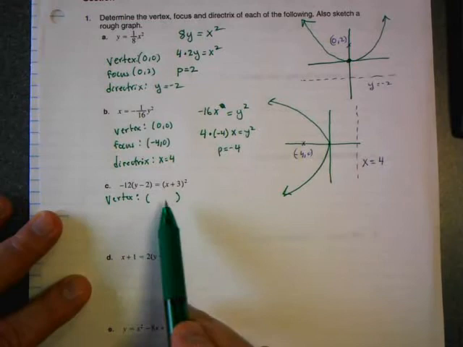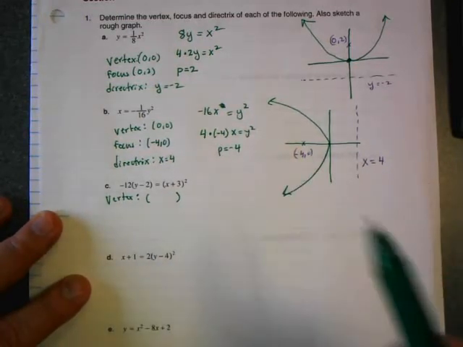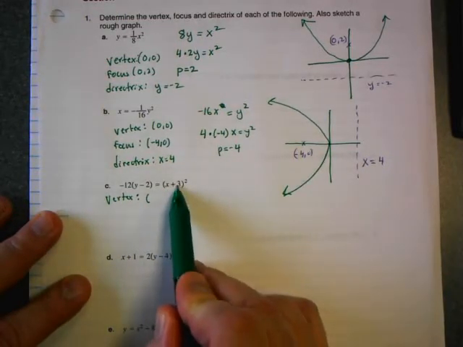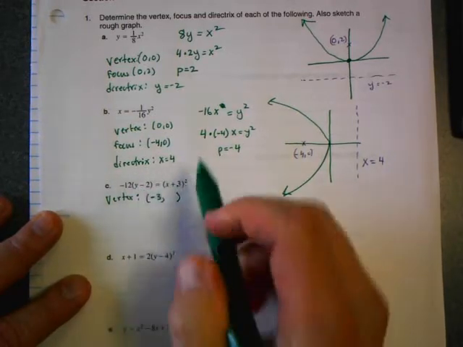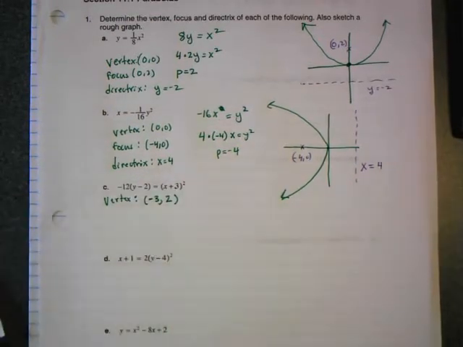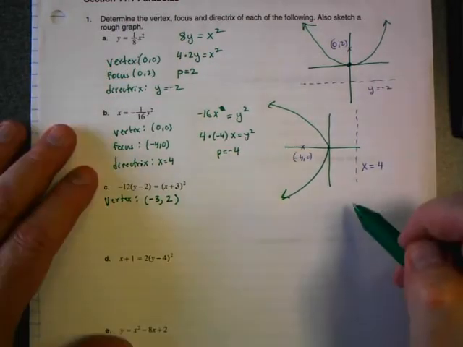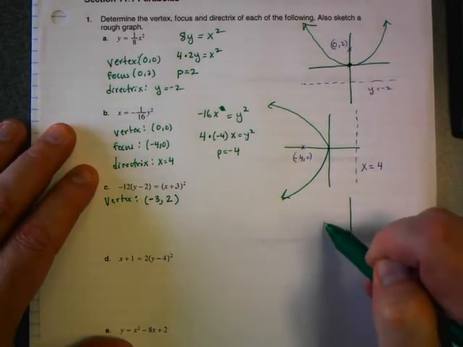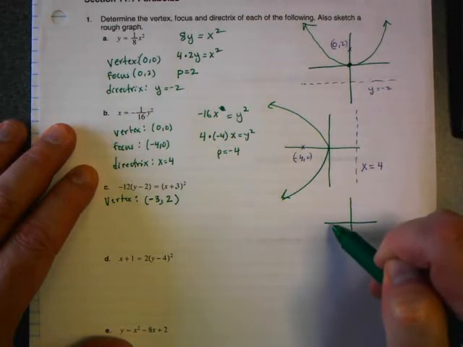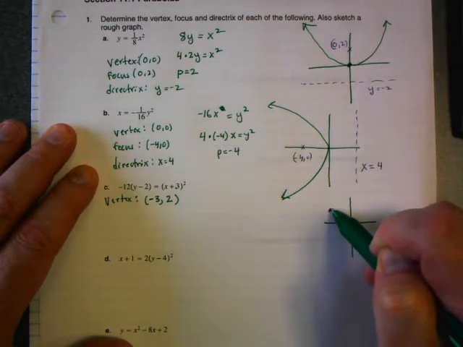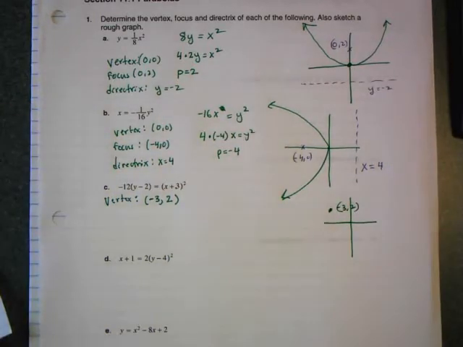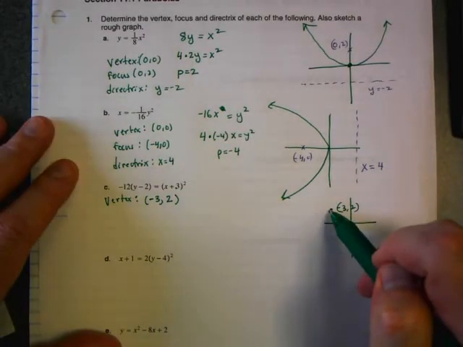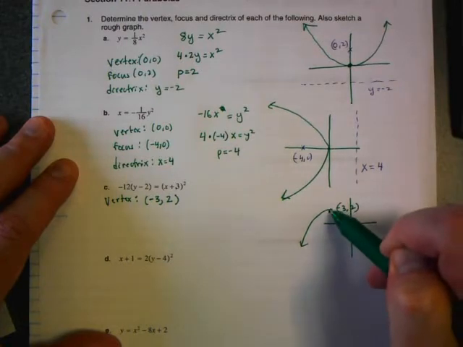So when I write them here, I got to write them in that order. And remember, it goes backward. If I have an x plus 3 here, it's going to move it left. So the vertex is at -3 and 2. All right, so starting the graph here. -3, 2 is right there. And we said it's going down. Down, down, down, like so.